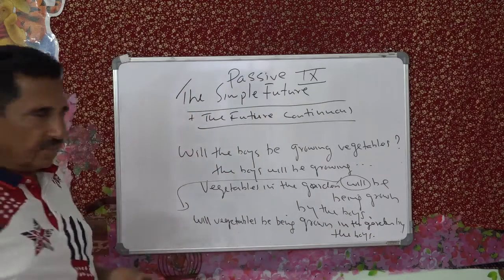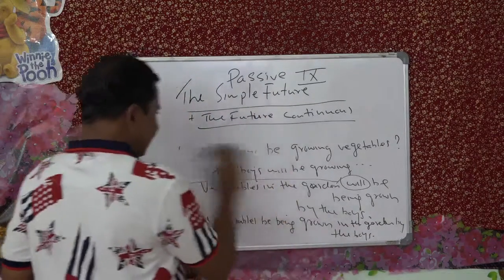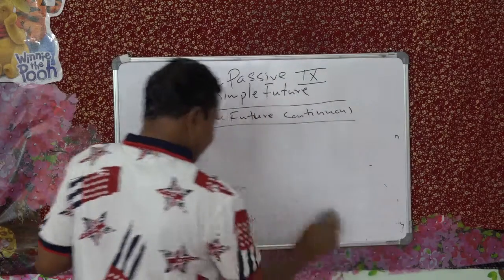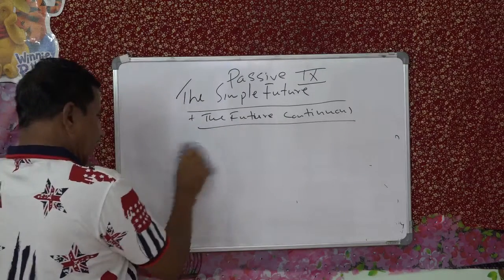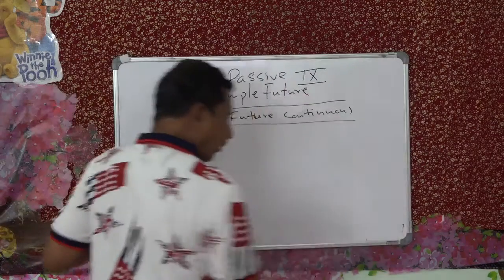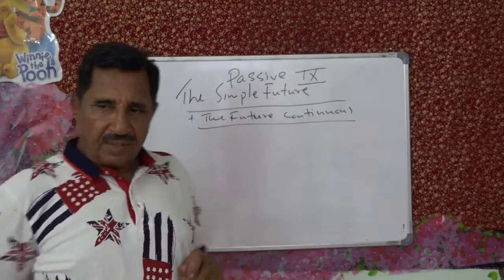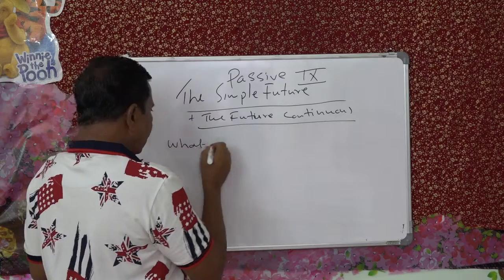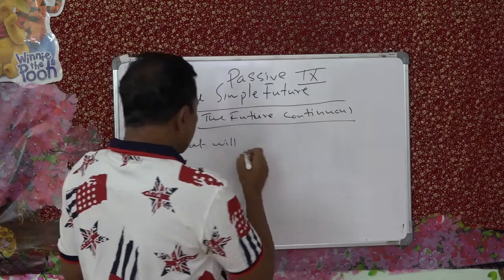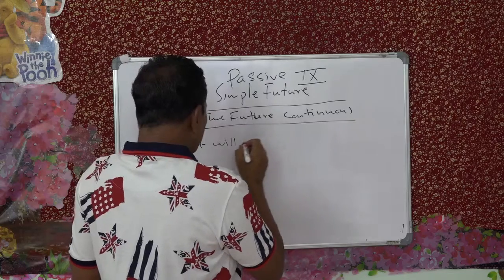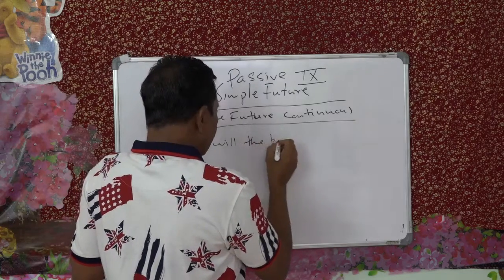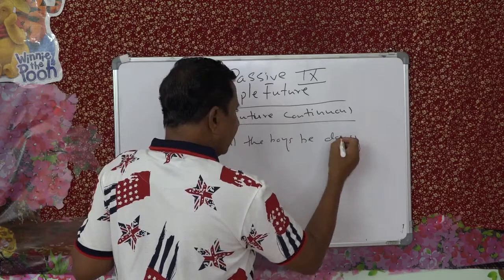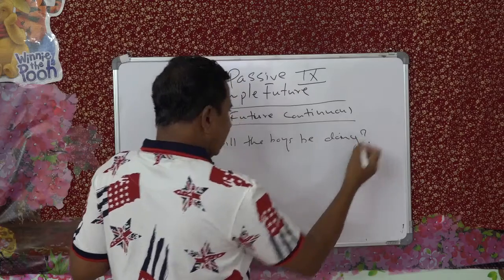Understand? Simple. Very simple. Same pattern. So now go. And next you have a WH question, different from who, other than who. Okay. Here let's have, that is, what will the boys be doing? What will the boys be doing?